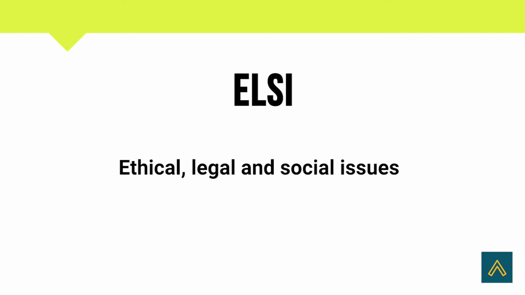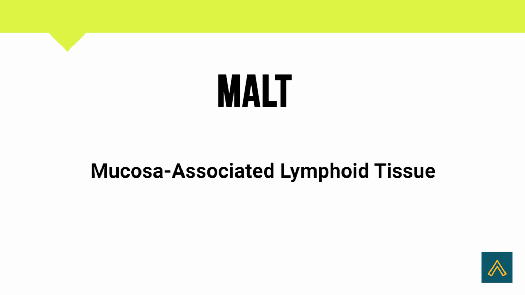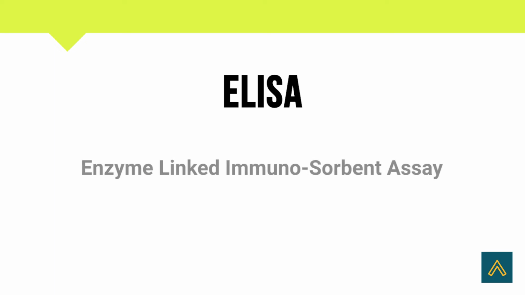Now, let us have a look at the important full forms for the NEET exam. ELSI. The full form of ELSI is Ethical, Legal and Social Issues. VNTR. The full form of VNTR is Variable Number of Tandem Repeats. MALT. The full form of MALT is Mucosa-associated lymphoid tissue. ELISA. The full form of ELISA is Enzyme-linked immunosorbent assay.